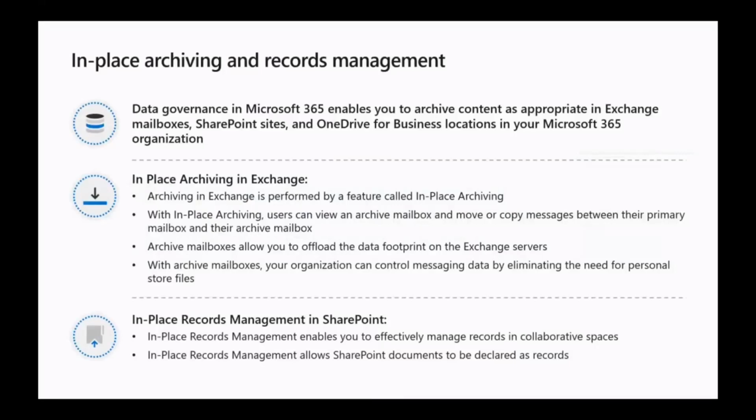Now, in-place archiving in Exchange. Archiving in Exchange is performed by a feature called in-place archiving. With in-place archiving, users can view an archived mailbox and move or copy messages between their primary mailbox and their archived mailbox, if any, of course. Archived mailboxes allow you to offload the data footprint on the Exchange servers. With archived mailboxes, your organization can control messaging data by eliminating the need for personal stored files, and also securely store those messages in a more controlled environment, in order to further protect that information.